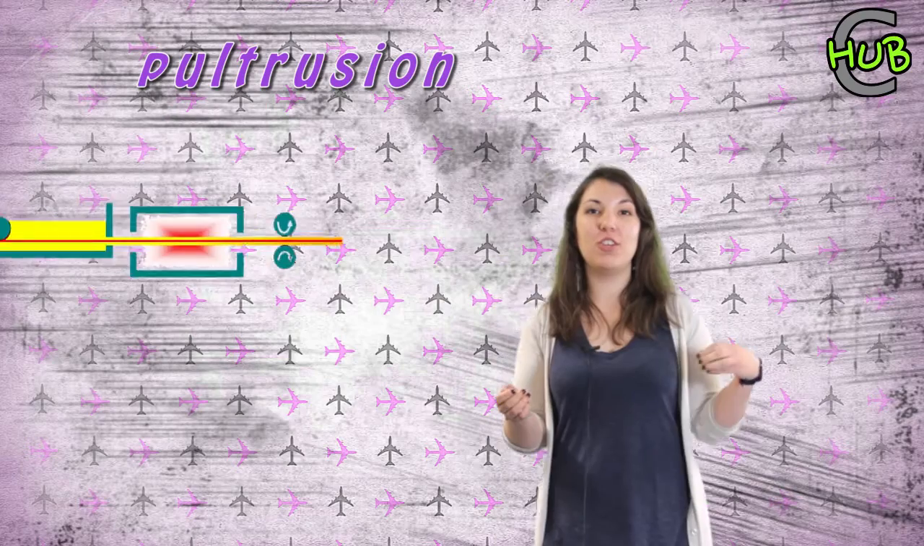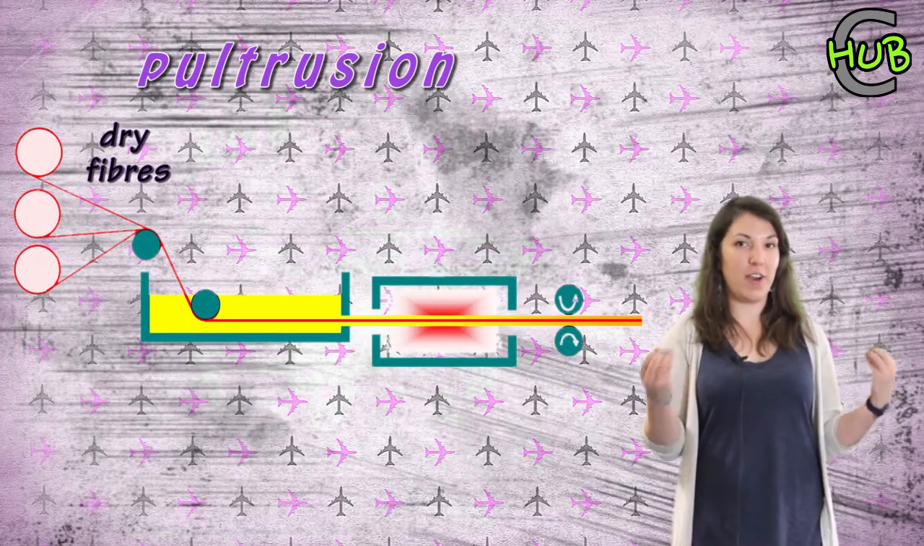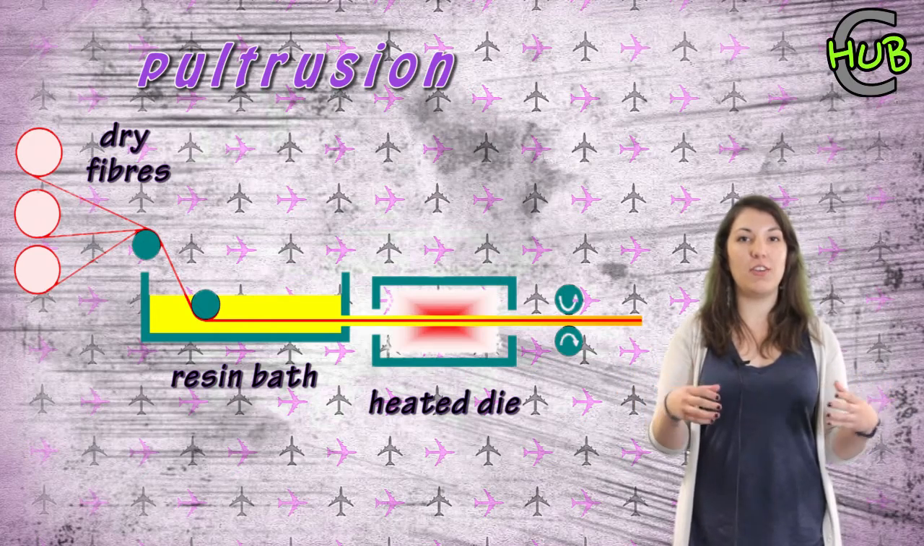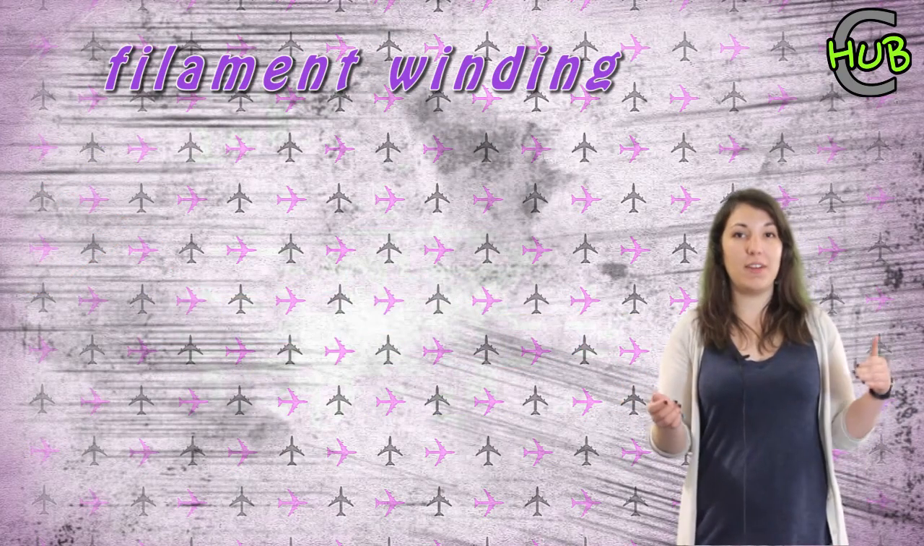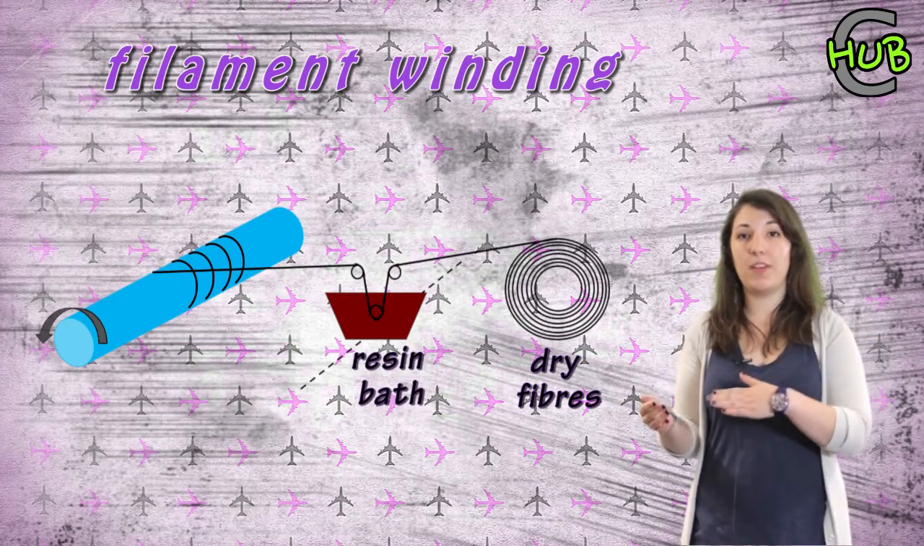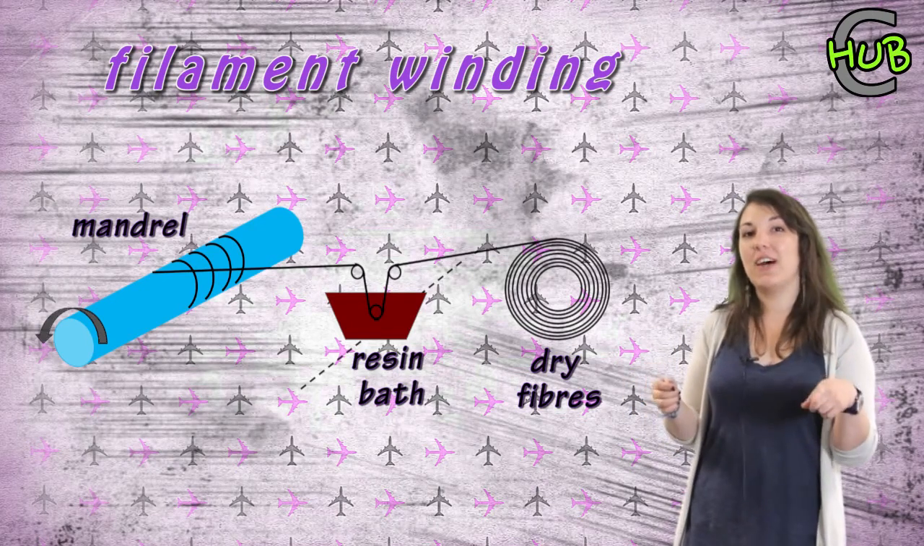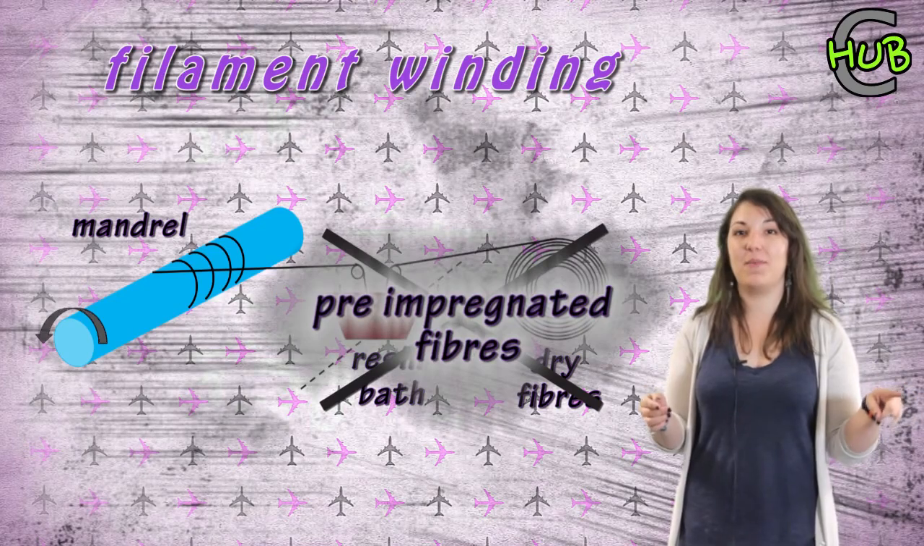Pultrusion is a continuous manufacturing process where dry fibers are first pulled through a resin bath and then through a heated die to cure and shape. In filament winding, the dry fibers are passed through a resin bath and wound onto a mandrel. This process can also be carried out using pre-impregnated fibers.